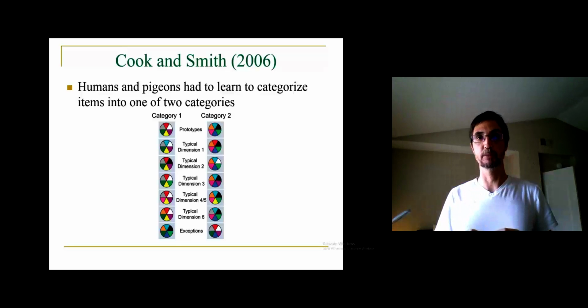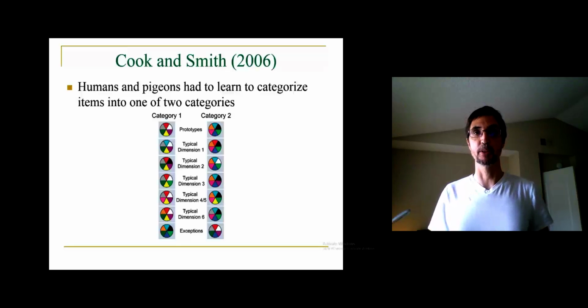There's the prototypes, which have the most typical features, and then we have 5 of the typical items, which have most of those features associated with the prototype. And then we have the exceptions, which have very few features of the prototype of that category, and they actually have more in common with members of other categories.